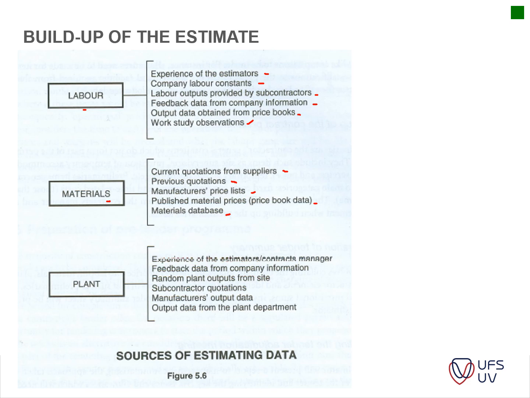Then you look at your plant. The experience of the estimator is very important with your plant because it's all about operation time and cost whenever you are calculating your plant. So there is feedback data from your company information, and random plant outputs from site. You look at what the plant can actually produce, how many cubic meters can be excavated by this excavator with this operator working on it. Then you've got your subcontractor quotations that will also assist with that, and the manufacturer's output data for plant.